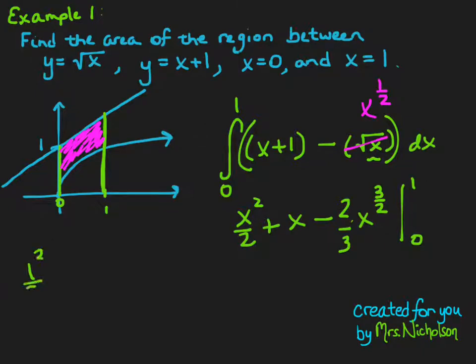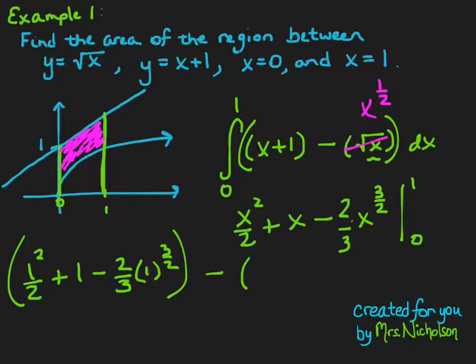So I get 1 squared over 2 plus 1 minus 2/3 times 1 to the 3/2. So that's substituting in 1 minus, and then I want to substitute in the 0, which is nice because when I substitute in the 0, every term becomes 0. So really this part is just equal to 0. But let's go ahead and simplify what we have over here.